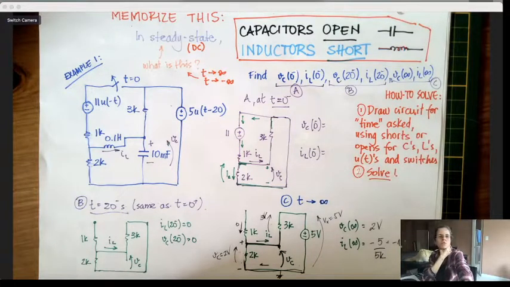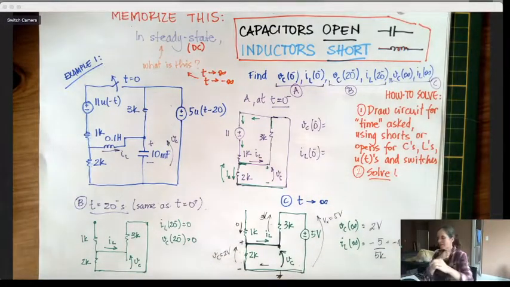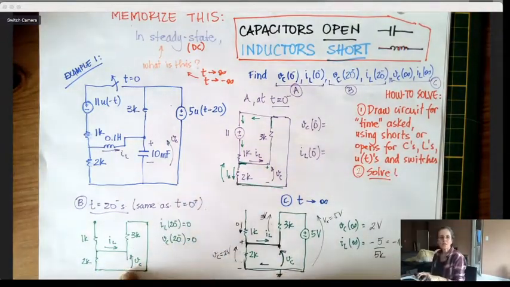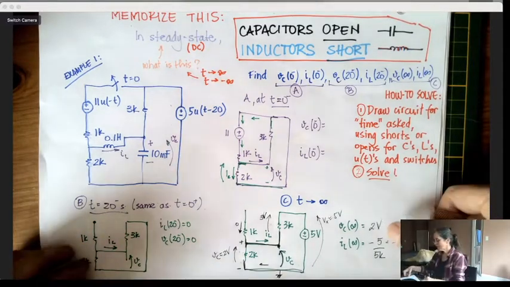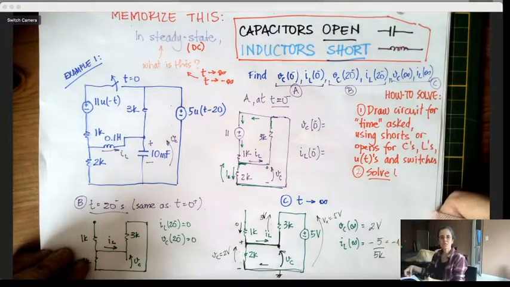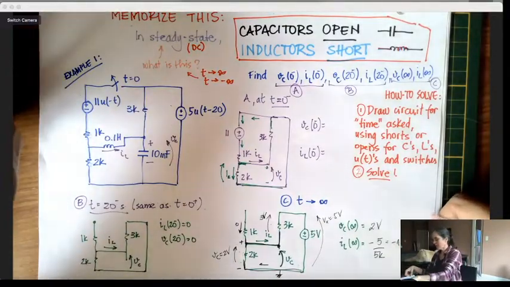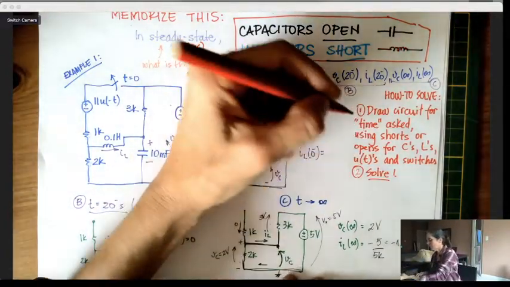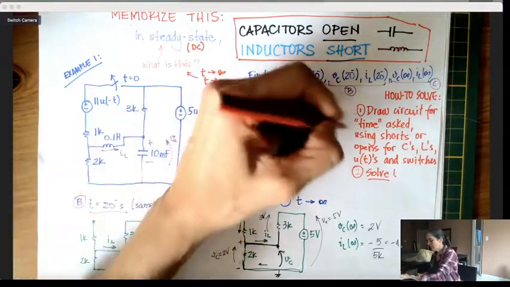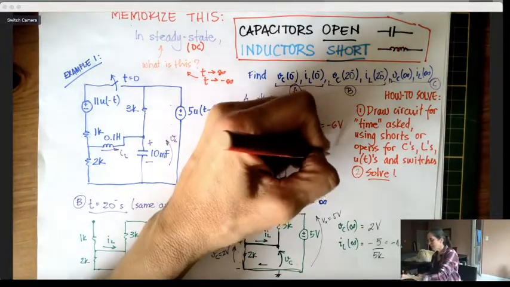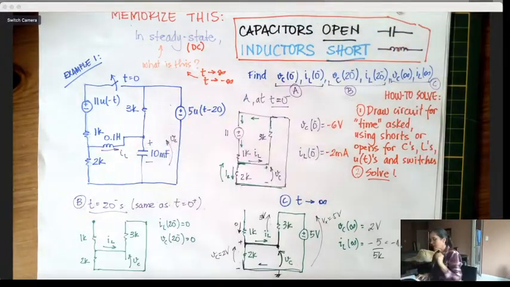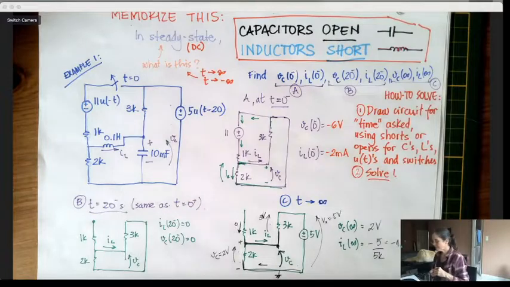So in class today we solved the circuit. Actually, I only showed you how the circuit would look for t equals 0 minus, for t equals 20 minus, and for t tending to infinity. And then I told you that VC of infinity is 2 volts and IL of infinity is minus 1 milliamp. And in the previous video, we figured out that VC of 0 minus is minus 6 volts and IL is minus 2 milliamps for t equals 0 minus.